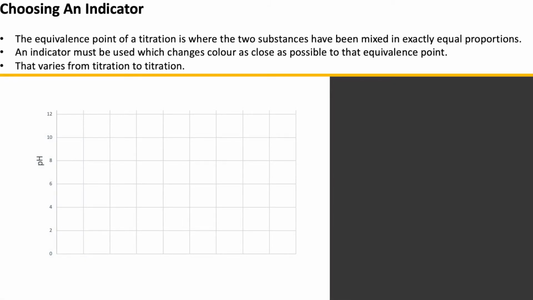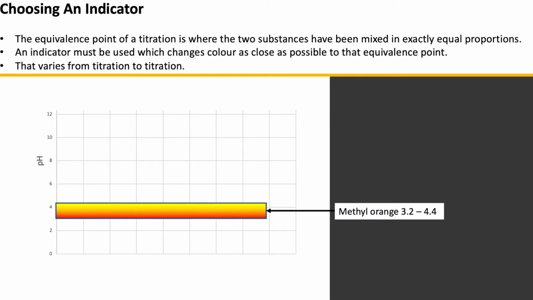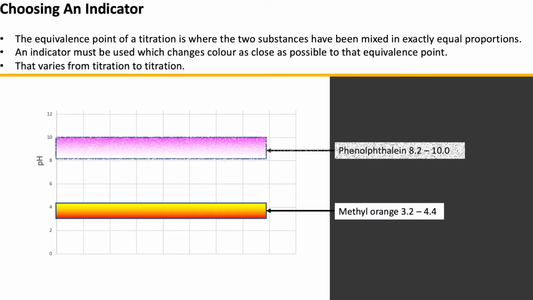So how do we choose an indicator? Well, the equivalence point of a titration is where we've mixed the acid and alkali in exactly equal proportions. So we need to find that equivalence point. That's what we're looking for. And so we need to find an indicator which changes colour at that pH. So methyl orange has that range and phenolphthalein has the range there.